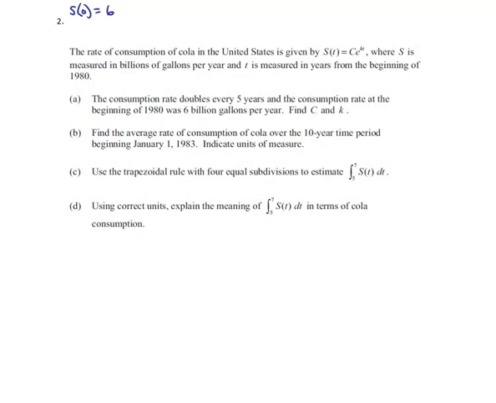Well, first we're told that S of 0 at 1980, the consumption rate is 6 billion. Stated another way, S of 0 is equal to C e to the k times 0, which is equal to 6. Since k times 0 is 0, e to the 0 is 1, so C is equal to 6. Next, we're told that the consumption rate doubles every 5 years, so 5 years later, S of 5 should be 12. Now we can write S of 5 is equal to 6e to the 5k, and that's equal to 12.